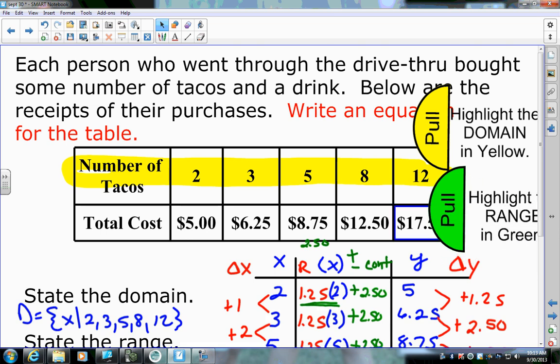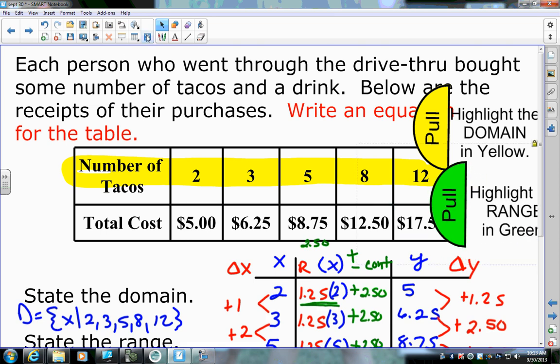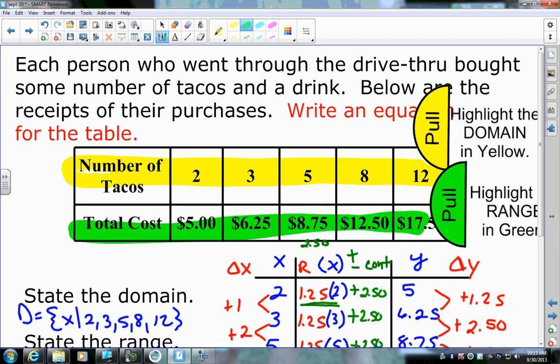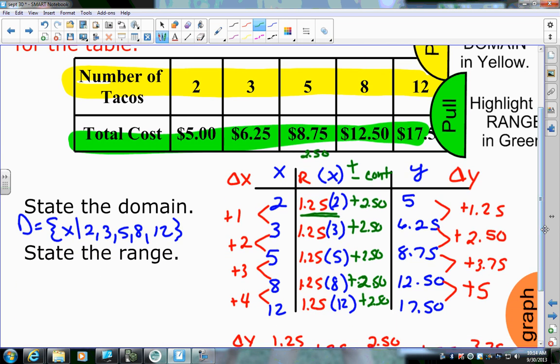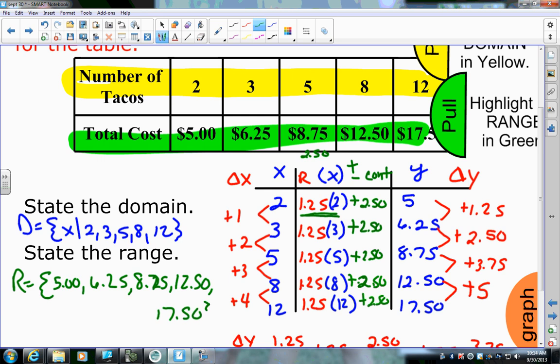Your range, they want me to highlight my range in green. My range is my Y numbers. So when I go to write my range, I should write R equals set notation, $5, $6.25, $8.75, $12.50, and $17.50. Why do we write it like this instead of with the less than or equal to symbols?